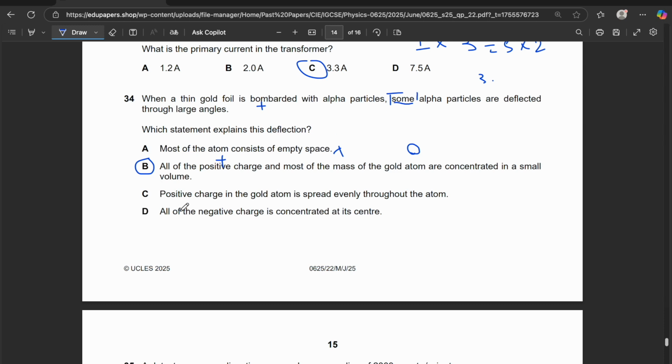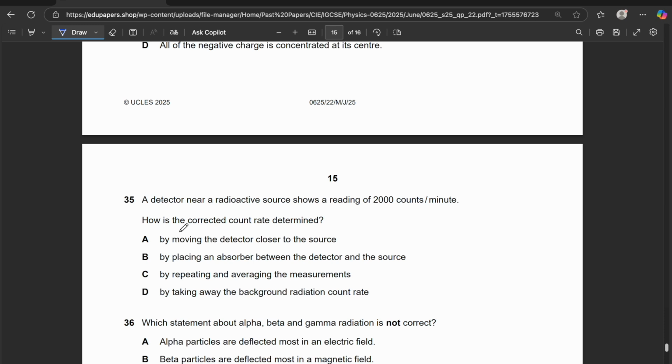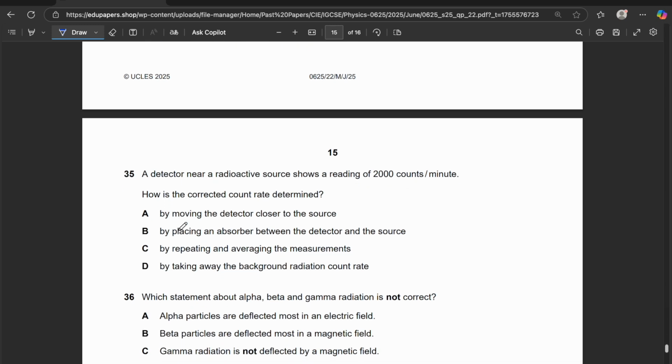D, all of the negative charge is concentrated at its center. Negative charge will only attract the positive charges, so this doesn't explain deflection as well, and this is also not true. 35. A detector near a radioactive source shows a reading of 2000 counts per minute. How is the corrected count determined?